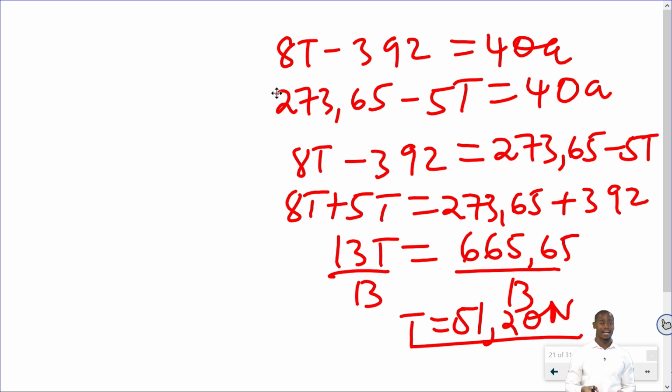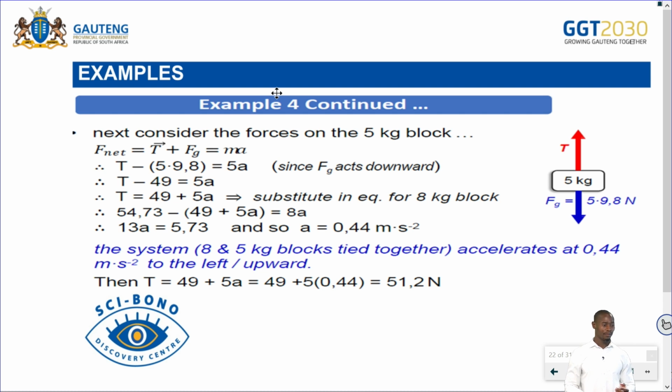The question says find tension. So for us to get tension, eliminate A. You have seen how I've eliminated A to get tension. But some learners can start by calculating acceleration, which is also acceptable. After getting acceleration, you substitute in one of the equations, and then you get the tension. All right. Then you can see they also got 51. We also got 51 by eliminating what? By eliminating T.